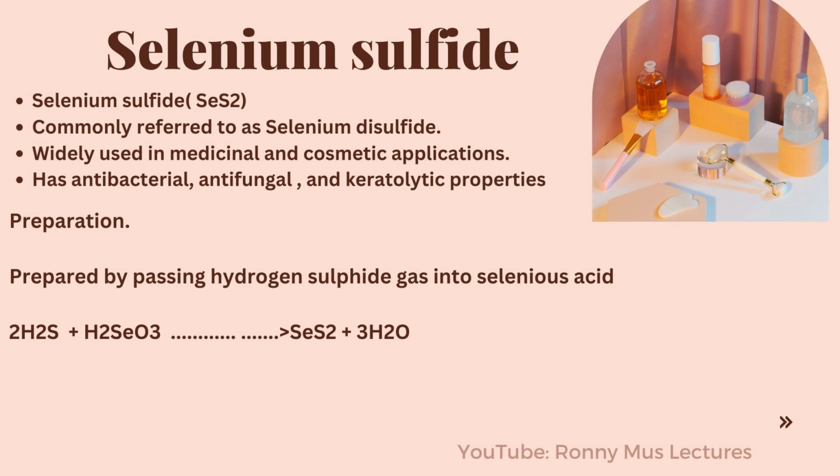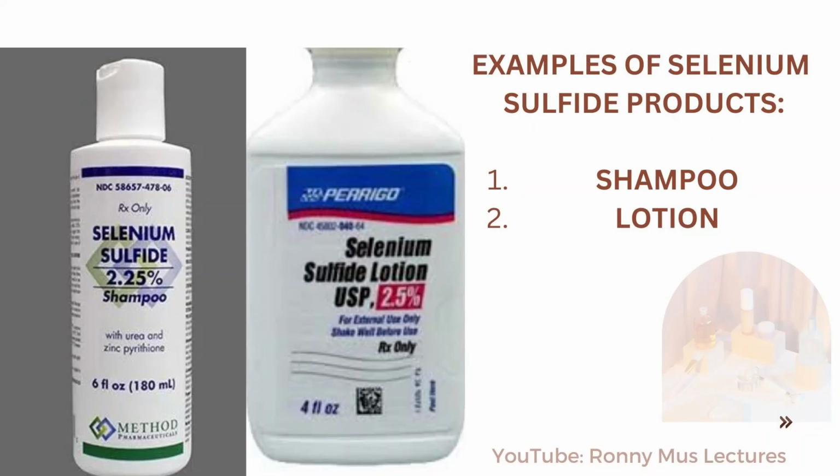We look at selenium sulfide. Selenium sulfide is also referred to as selenium disulfide. It is widely used in medicinal and cosmetic applications. It has antibacterial, antifungal, and keratolytic properties. How is it prepared? It is prepared by passing hydrogen sulfide gas into selenious acid. This slide shows examples of selenium sulfide products. We have selenium sulfide shampoo and also selenium sulfide lotion.